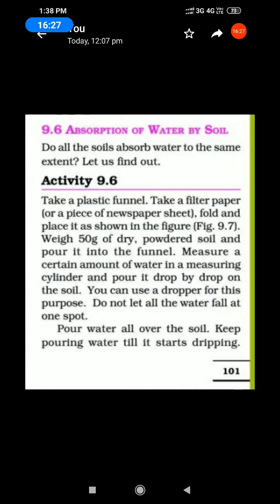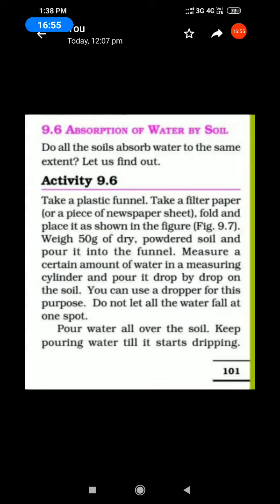Activity 9.6. Take a plastic funnel. All of you see your book, page number 101, activity 9.6. Take a plastic funnel, and take a filter paper or a piece of newspaper sheet. Next, fold and place it as shown in figure 9.7.